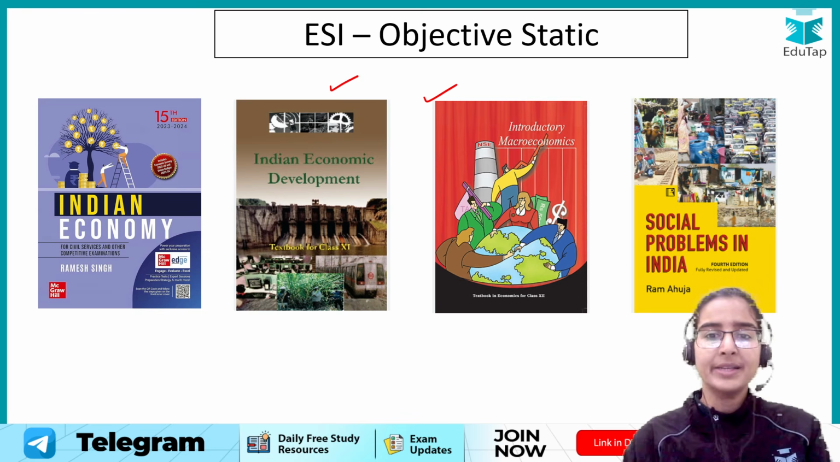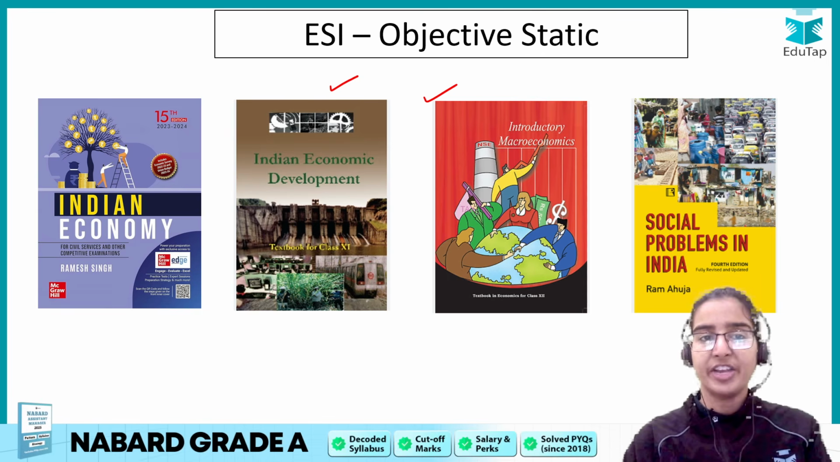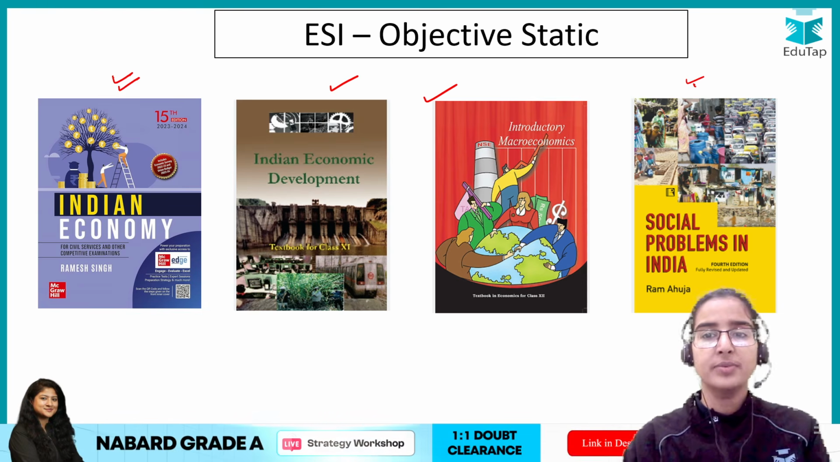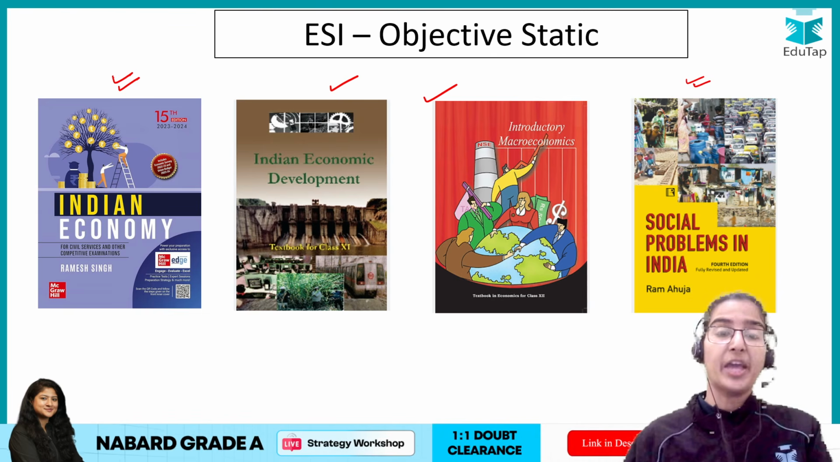Introductory Macroeconomics, this is a class 12th NCERT, and Indian Economic Development, this is a class 11th NCERT. Apart from that, there is a very good book, Indian Economy by Ramesh Singh. You can use this book. For the social issues part, you can use this book, Social Problems in India by Ram Ahuja.